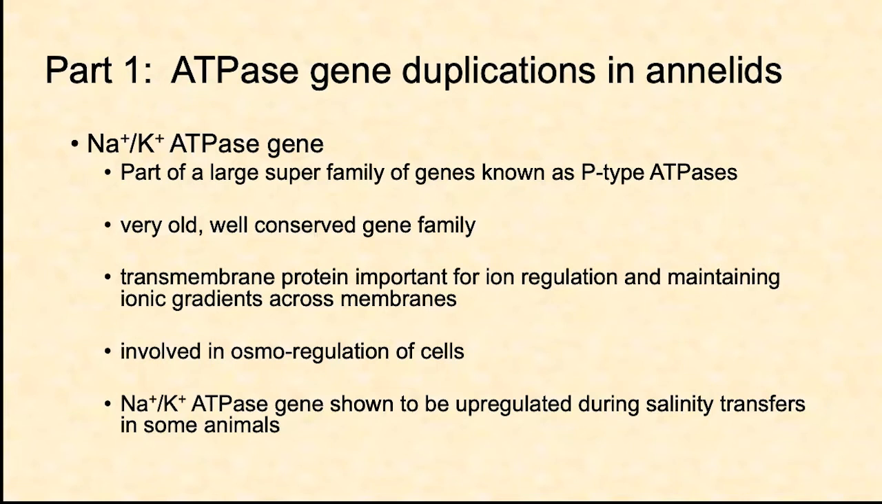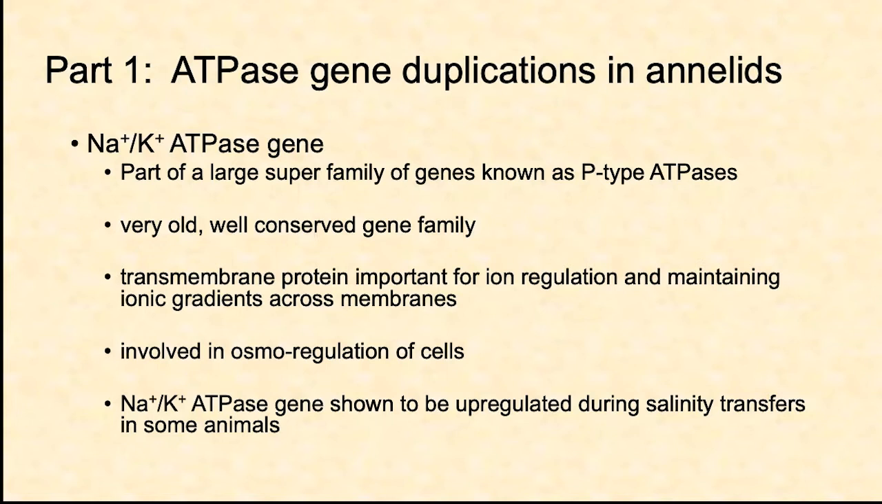But it's also really important in maintaining ionic gradients across the cell membrane. So your muscle cells, your nerve cells, they all function based on maintaining an ion gradient across the cell membrane, which creates a voltage across the cell membrane. This is the protein that does that, that maintains that.